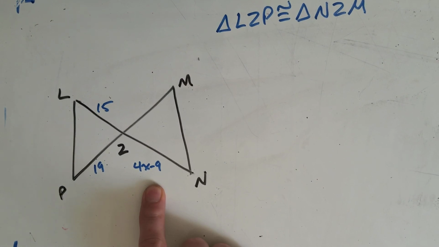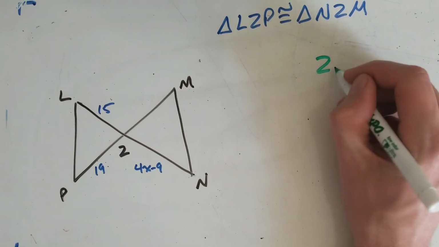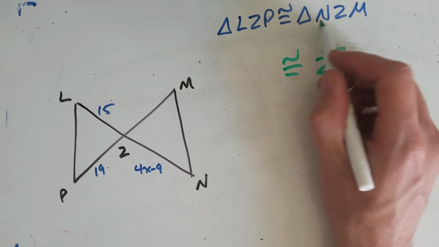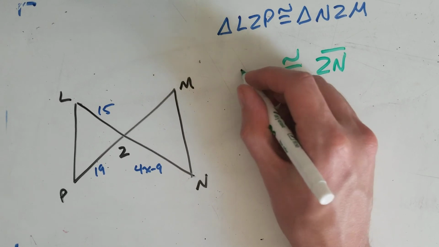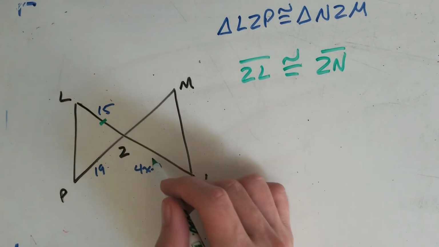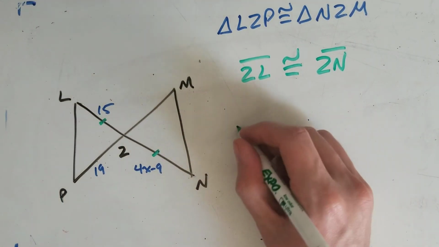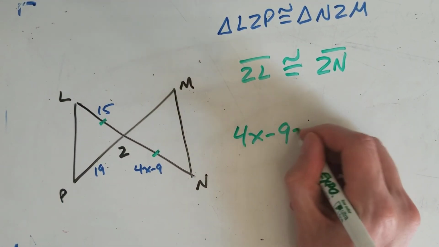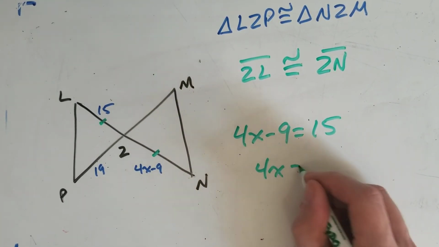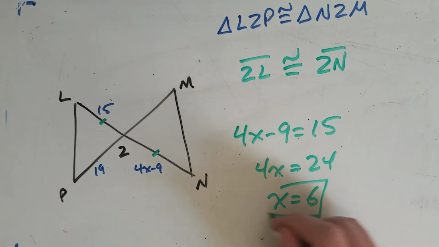So if you look at x, that is the side ZN. So ZN, we're in this triangle here. That's going to be congruent to, well, ZN would be ZL. So look for ZL. Well, ZL is right here. So these two sides correspond with one another. So then we can make the equation 4x minus 9 equals 15. Add your 9 to both sides. You're going to end up with 4x equals 24, so x should equal 6.